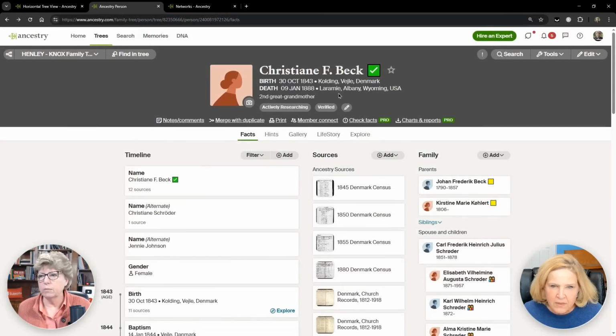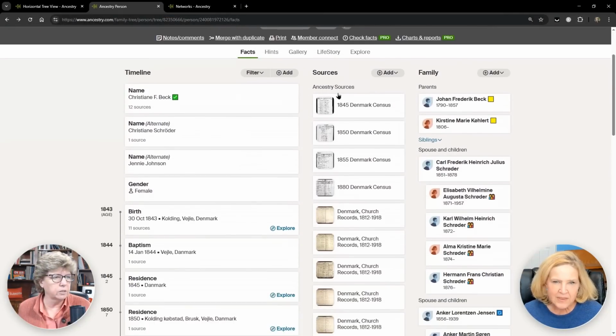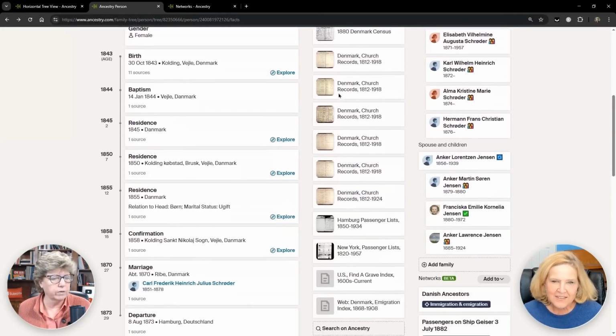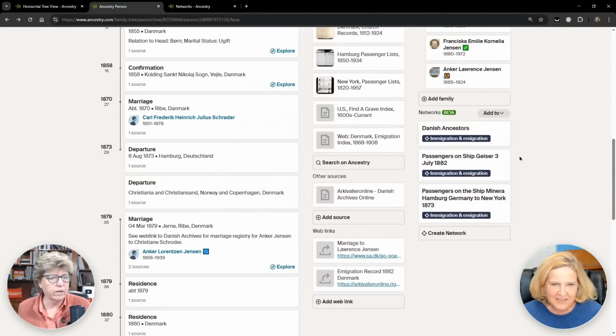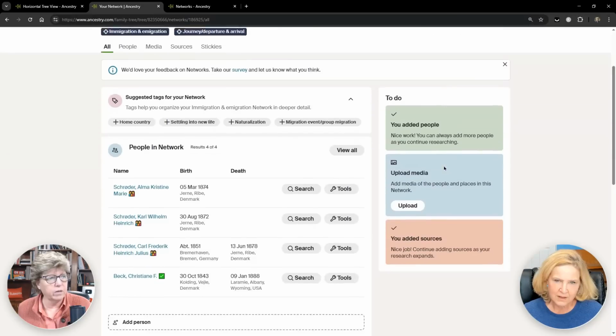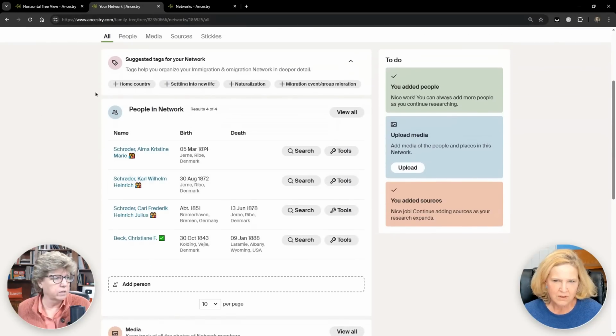So Christiane Beck here. She is my Danish two times great grandmother. And down here, I've got her in 3 different networks. I had created a Danish ancestors network, and we had talked about that before. Then I created the passenger list, the geyser, but then I discovered another passenger list that I think she's on from an earlier marriage. So if we go to that network, she was originally married to a guy named Schroeder.